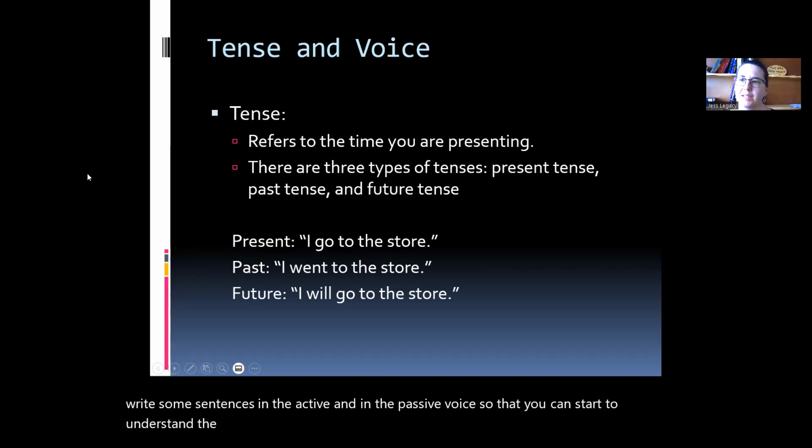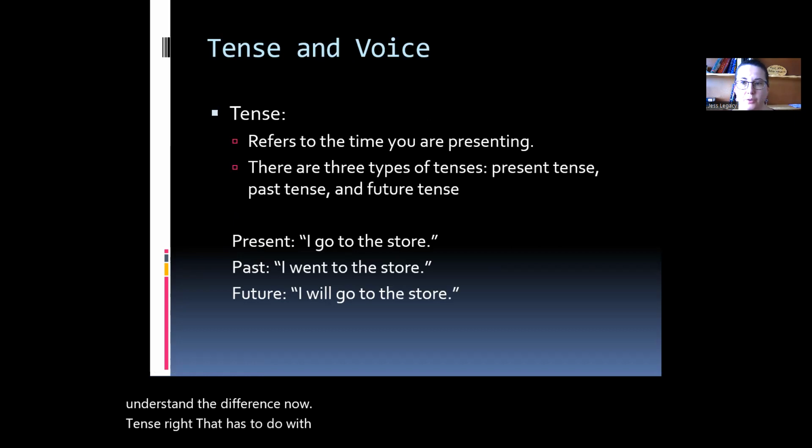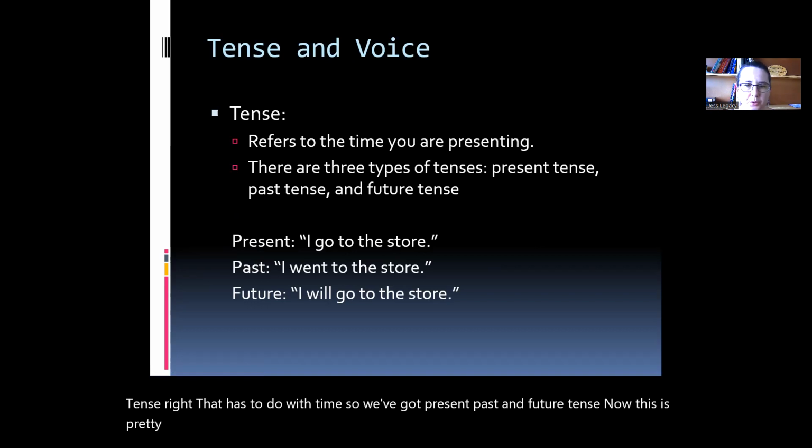Now, tense, right? That has to do with time. So we've got present, past, and future tense. Now, this is pretty easy, right? I go to the store now, every day, in the morning. Past: yesterday, I went to the store. Or tomorrow, I will go to the store.